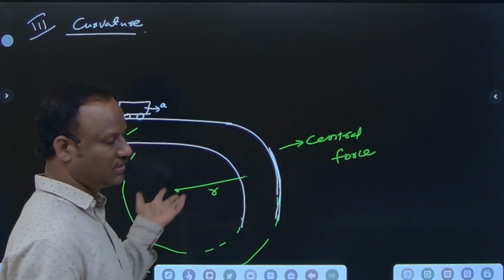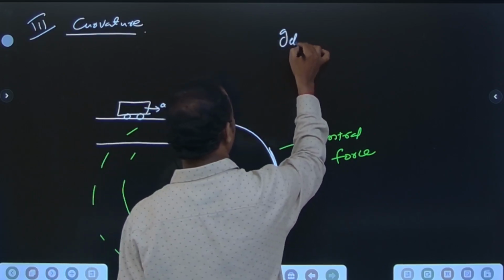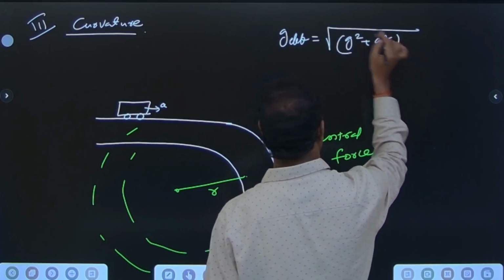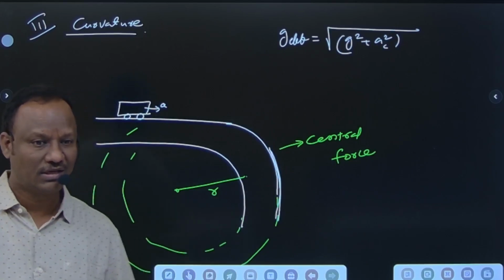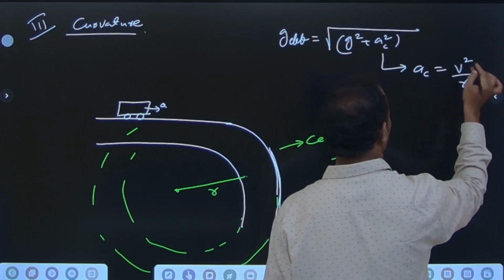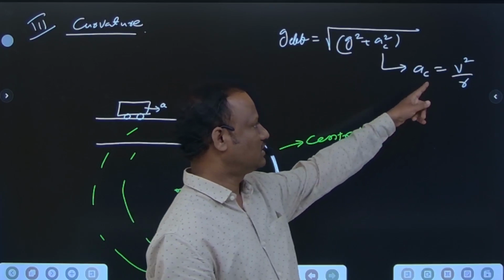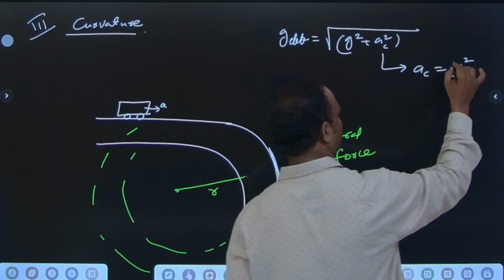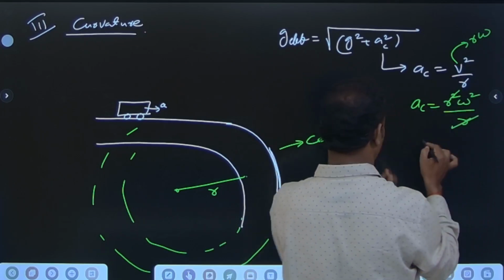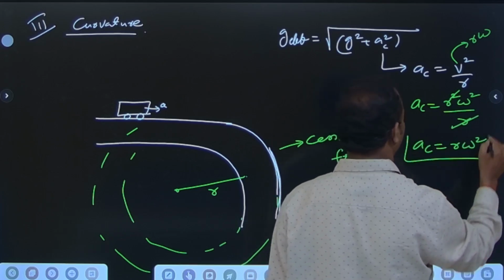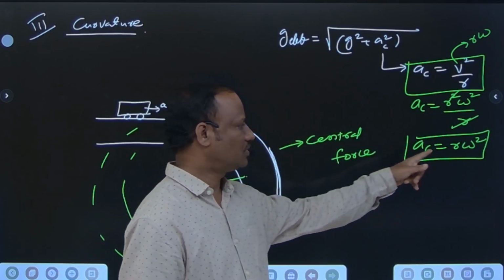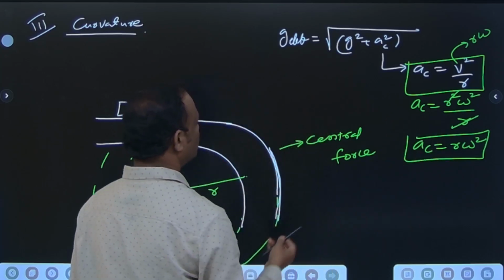What is the formula we just wrote? G effective is equal to under root of g square plus a square. Here a stands for a_c, the centripetal acceleration. a_c is equal to v square by R. Otherwise, in place of v, we can write R omega, so a_c is equal to R square omega square by R, which cancels to a_c equal to R omega square. You can use this formula or a_c equal to v square by R.